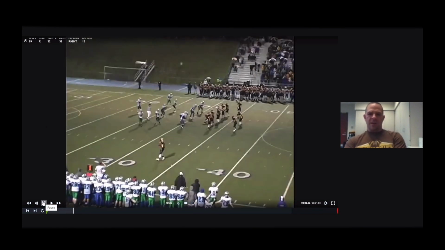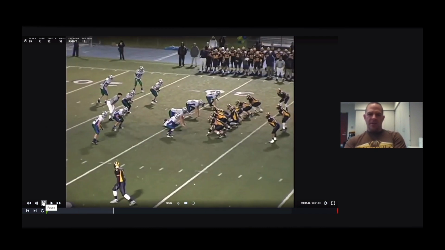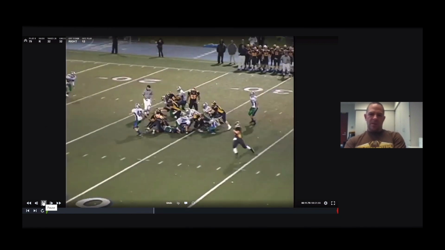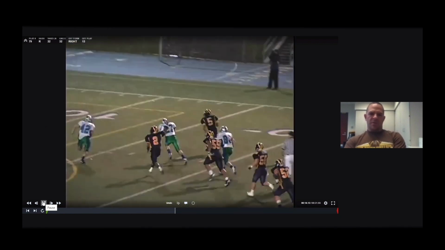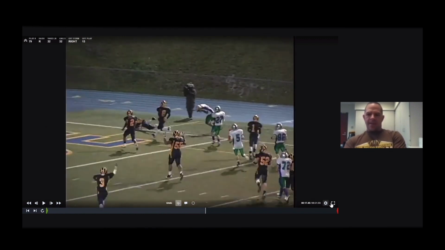There's Bellevue running it again out of right formation. Okay, just right belly. Helps when you have kids who can run hard like that, number 5. It's pretty tough.